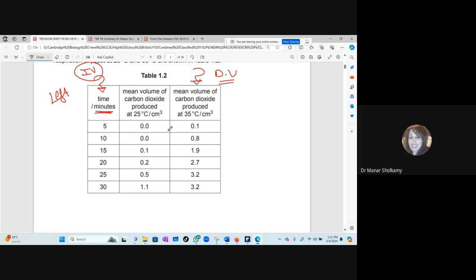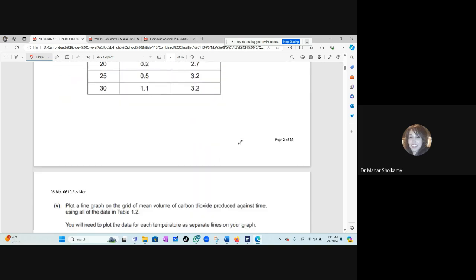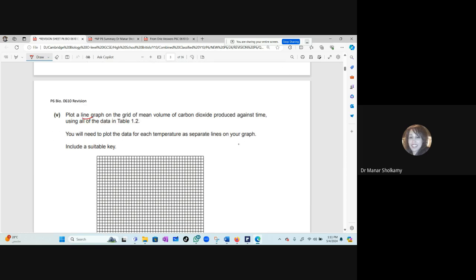Now, why did I choose this graph? Because they actually wanted you to plot 2 graphs on one grid. This is a dependent variable that they want you to plot, and this one too. So here, if you read the question, plot a line graph. Now they said line, so you do not improvise and plot a bar graph because you think so. No, they said line, then it's a line. On the grid, plot the mean volume of carbon dioxide produced against time, use all of the data. You will need to plot the data for each temperature, okay? And then include a key.